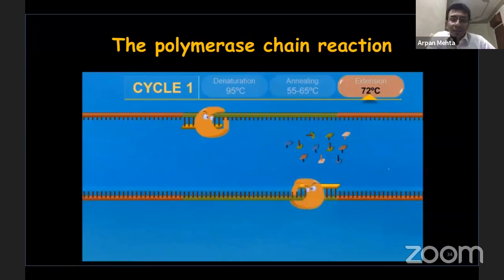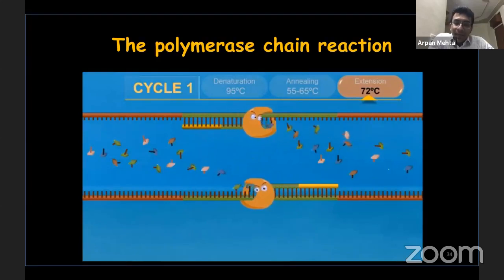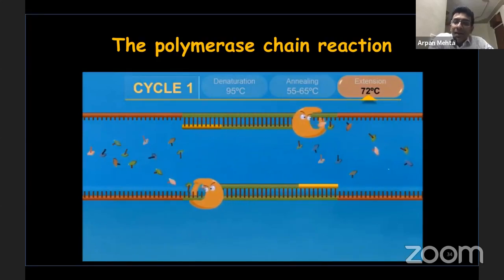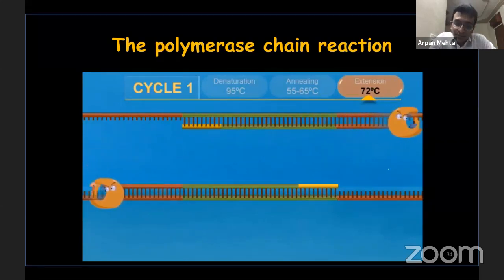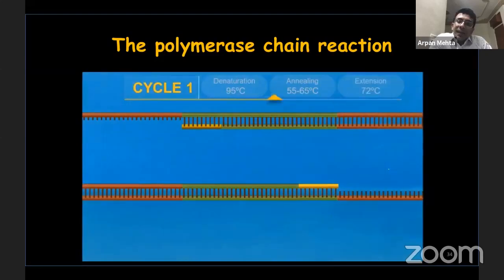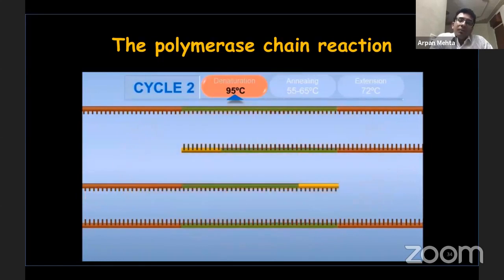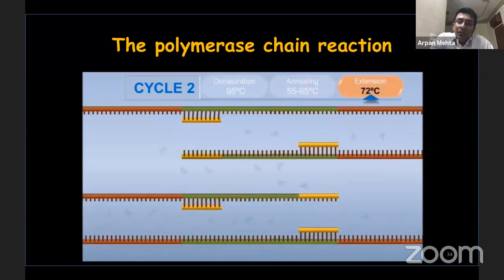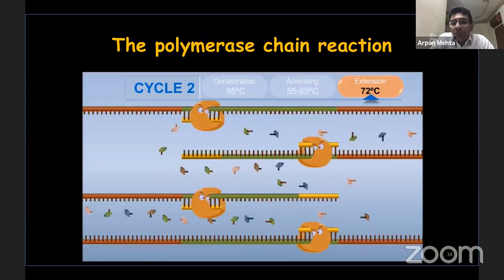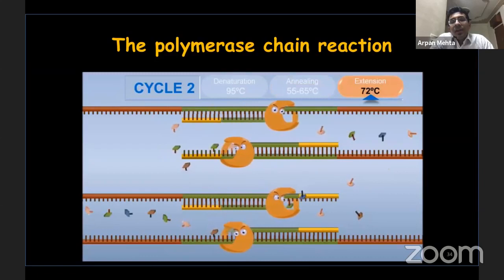Then raising the temperature to 72 degrees centigrade, the DNA polymerase enzyme will synthesize a new strand of DNA using the free DNA bases. Now at the end of cycle 1, 2 will be formed from 1. So in cycle 2, again during the process of denaturation, the strands will separate, the primers will bind during annealing, and at the time of extension, the DNA polymerase enzyme will synthesize a new strand of DNA with the help of free DNA bases.